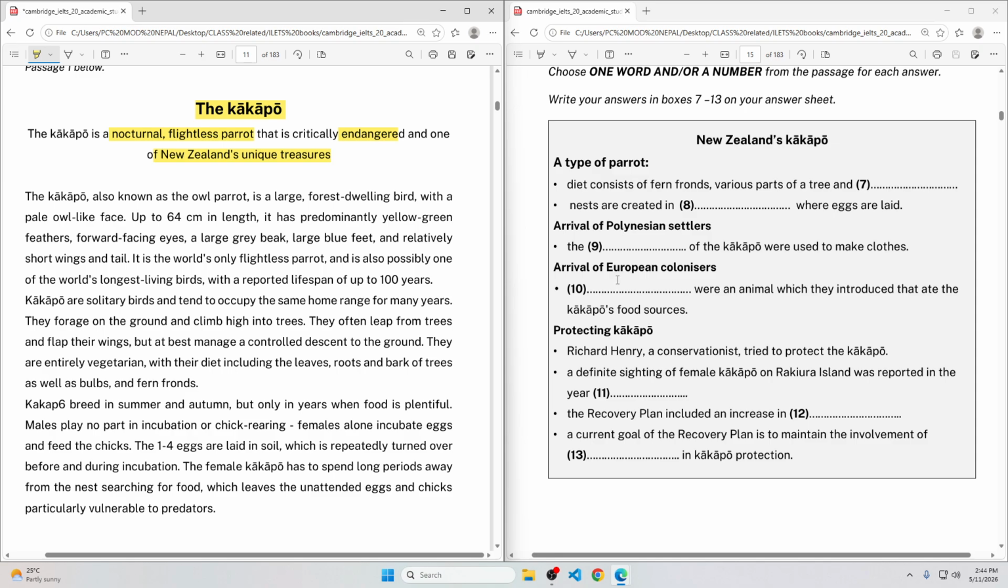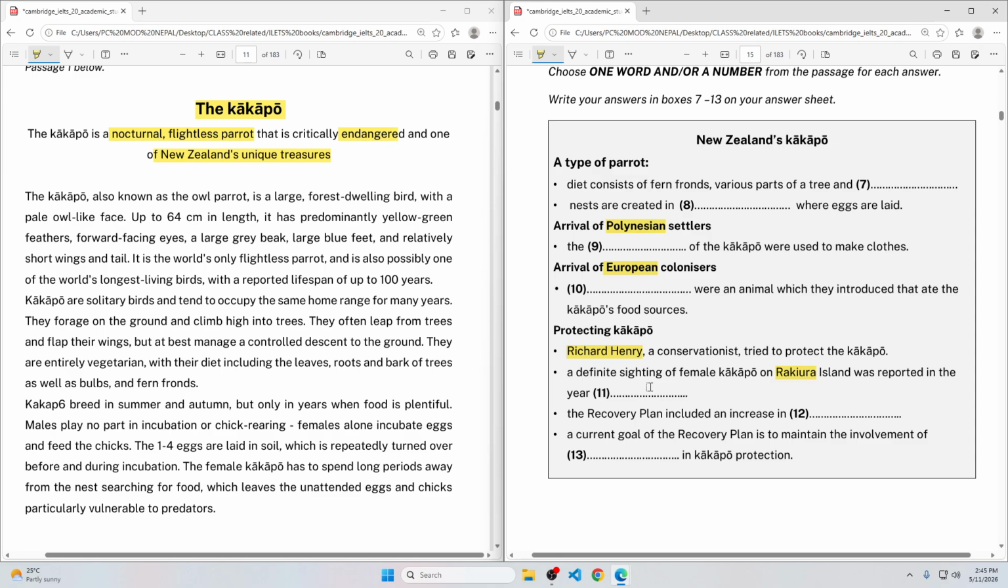Okay, so when it comes to locating in the passage, what you want is numbers, names, and words within inverted commas. But if you look at questions 7 to 13, we don't have any numbers or inverted commas. However, we do have other things such as Polynesian, European, Richard Henry, things like that, right? We also have Rakura Island. So these are our bookmarks. We are going to use these to locate other answers.